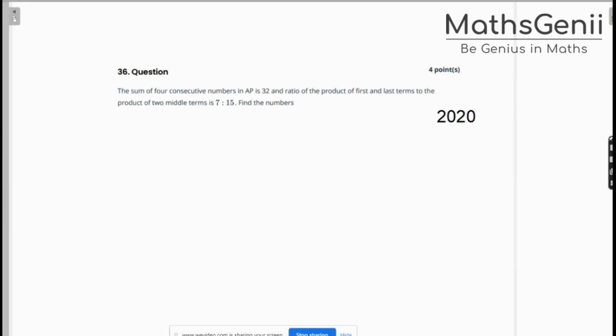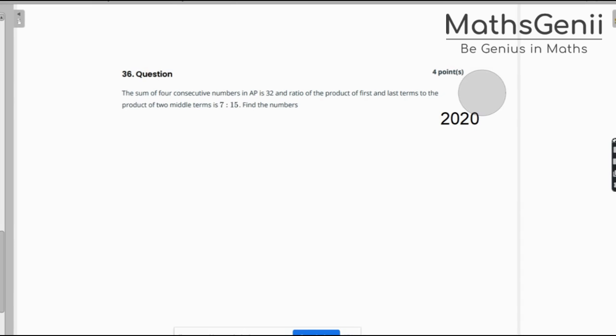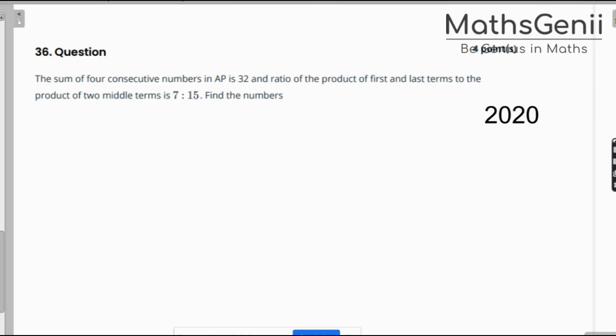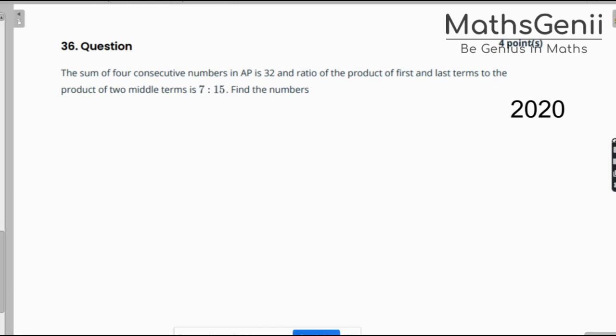Now, the next question that has come in 2020 again. You see that the sum of four consecutive numbers in AP is 32. And the ratio of the product of the first and the last term to the product of the two middle terms is 7:15. Find the numbers. So let's just focus on the first part of the question, which is the sum of the four consecutive numbers. Okay. So let's first assume what the four numbers are.